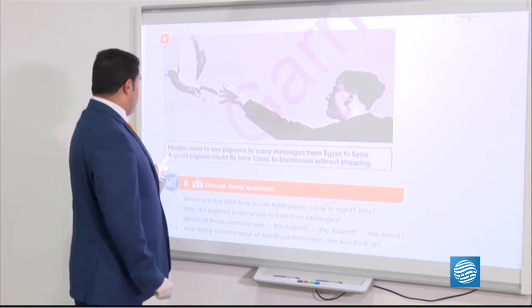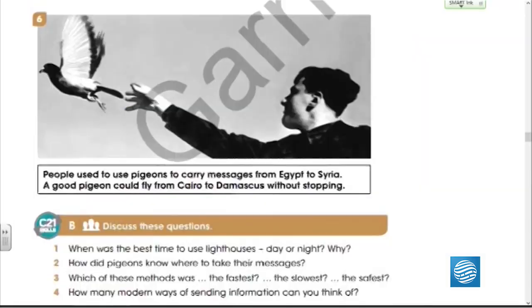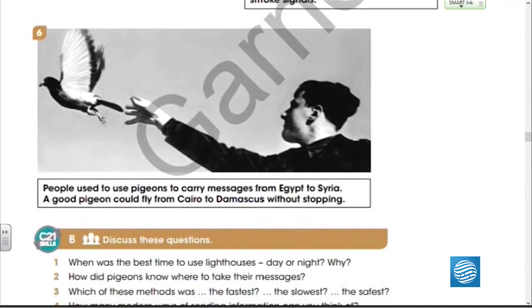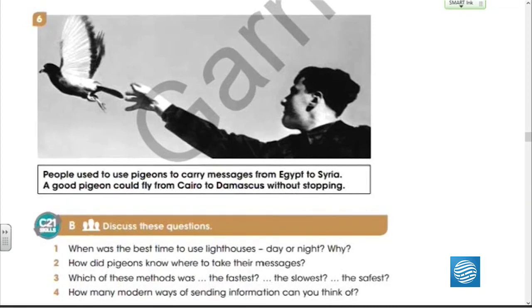A good pigeon could fly from Cairo to Damascus without stopping. So these are the old ways of sending information.